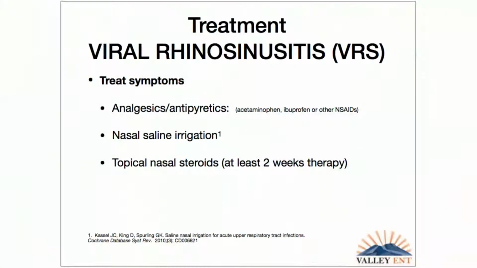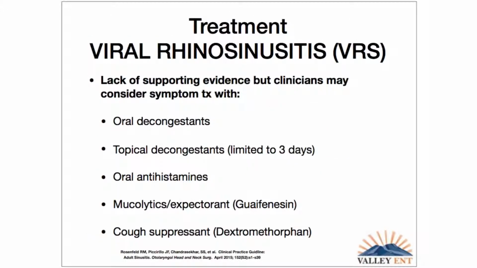Viral rhinosinusitis, obviously for these patients we're not going to prescribe antibiotics, but we are going to support them with their symptoms. Acetaminophen, ibuprofen, NSAIDs, nasal saline irrigation has been proven to be effective, and a 2-week course of topical nasal steroids helps these patients in the literature. There's not a lot of strong evidence for these things, but these are considered options: oral decongestants, topical decongestants limited to 3 days, oral antihistamines, mucolytics, and cough suppressants.